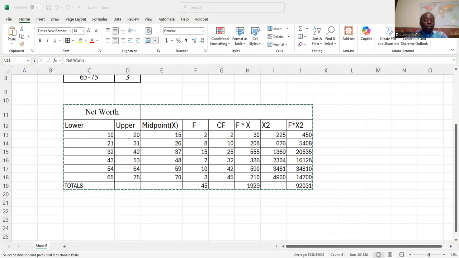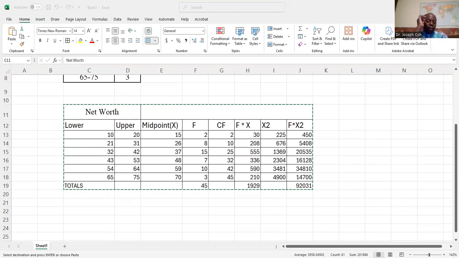You can see it right there. And make it 16. Okay. And you can see our totals right here, highlighted. Now we are ready to calculate. The question will ask us to find the mean, median class, modal class, and mode, variance, and standard deviation. So the first thing we need to calculate is the mean.